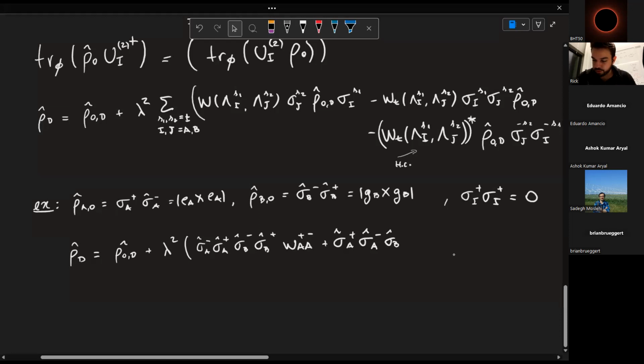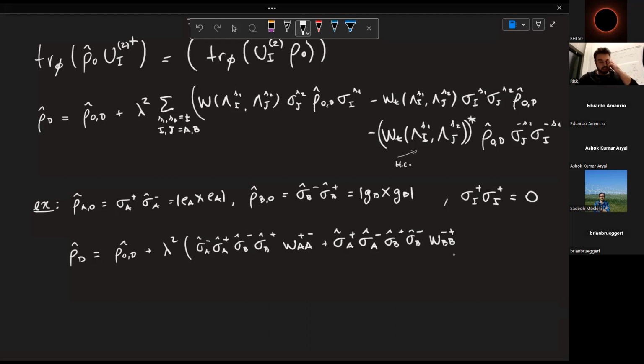Yes, perfect. Okay, cool. So sigma B plus, sigma B minus. Here we're going to get a W B B minus plus. So these are two of the diagonal terms. There's still one more diagonal term to go, but I would just like to comment that this is the W lambda B minus lambda B plus. And we saw this term yesterday, right? This is the vacuum excitation probability.